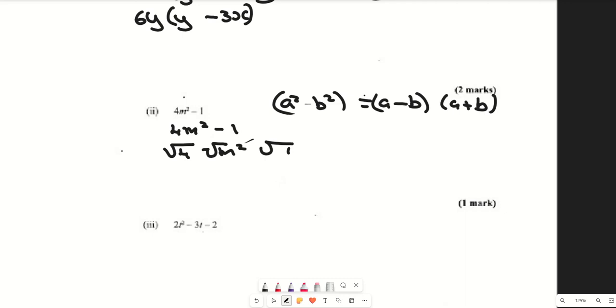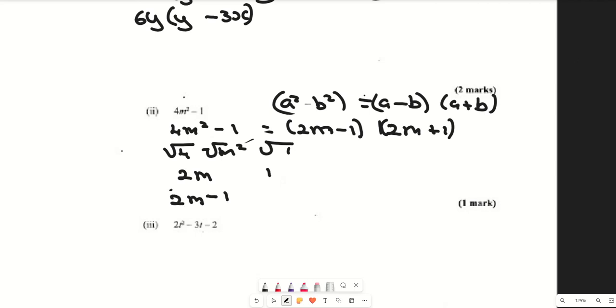Right, so it was the square root of 4, 2. What is the square root of m squared? M. What is the square root of 1? 1. So we can say that this is open bracket 2m minus 1 and 2m plus 1. And that would be your answer for this question: 2m minus 1 and 2m plus 1.